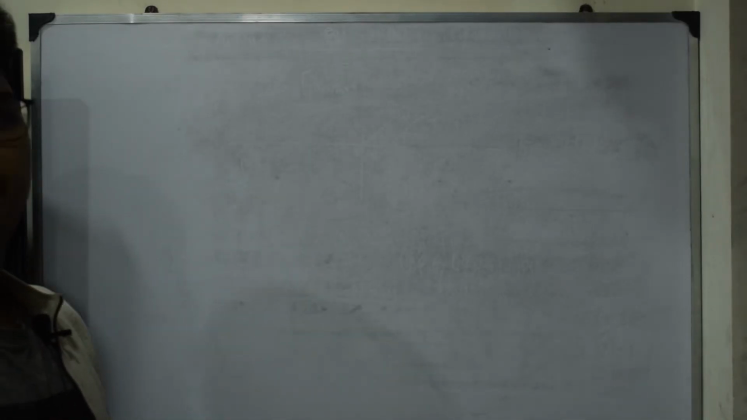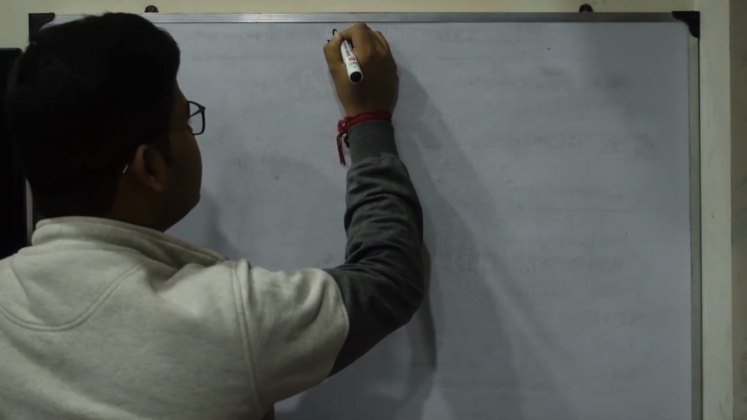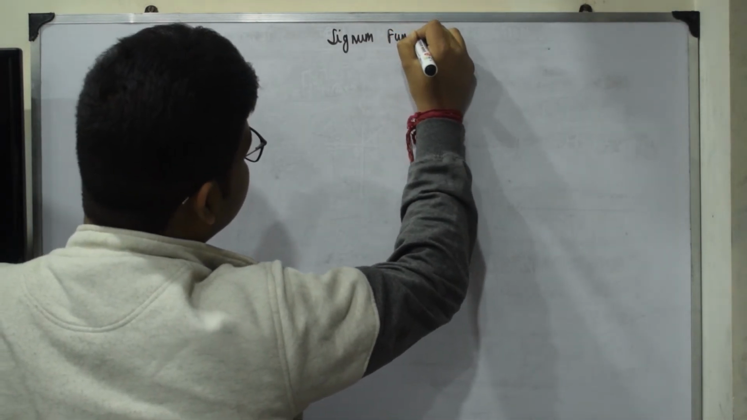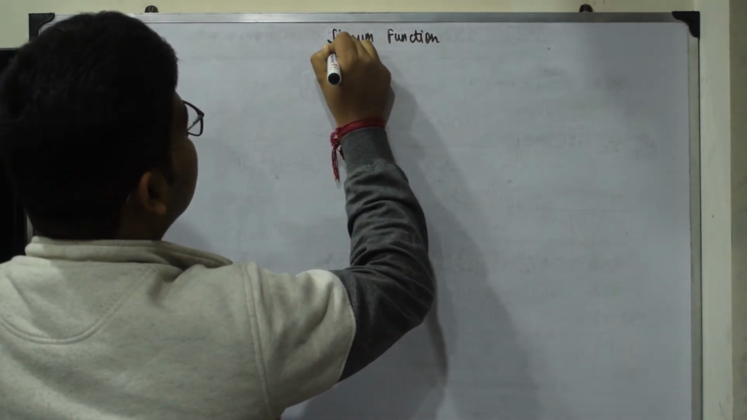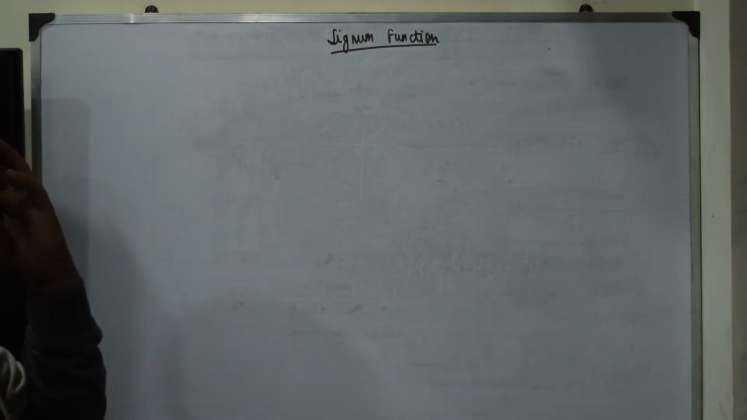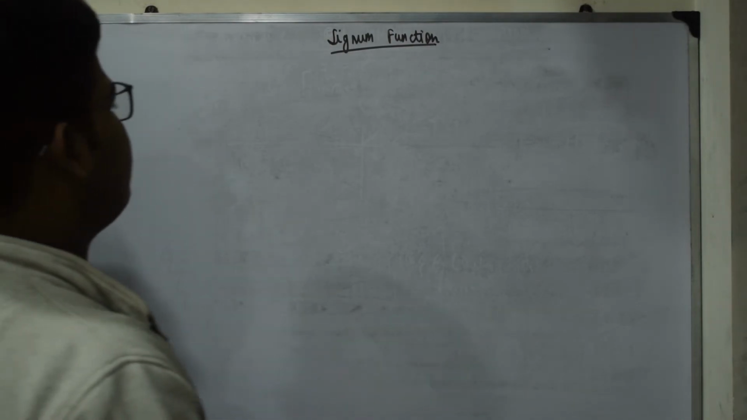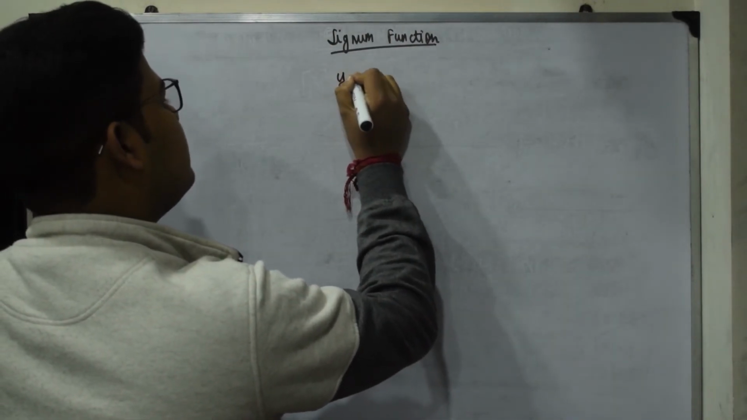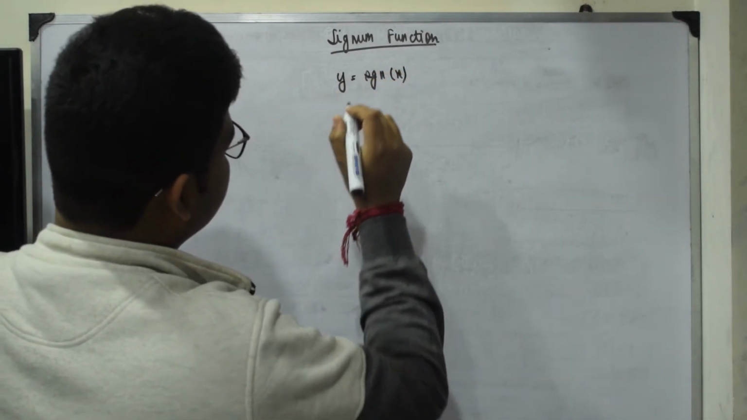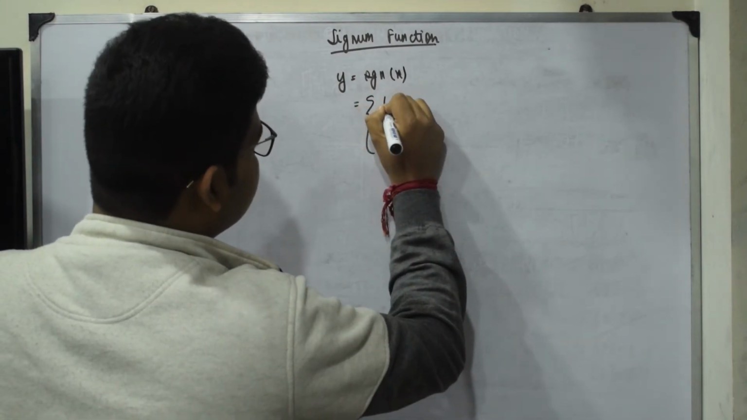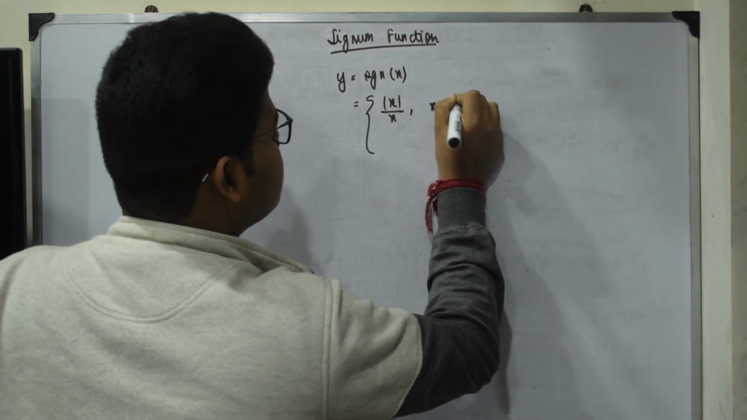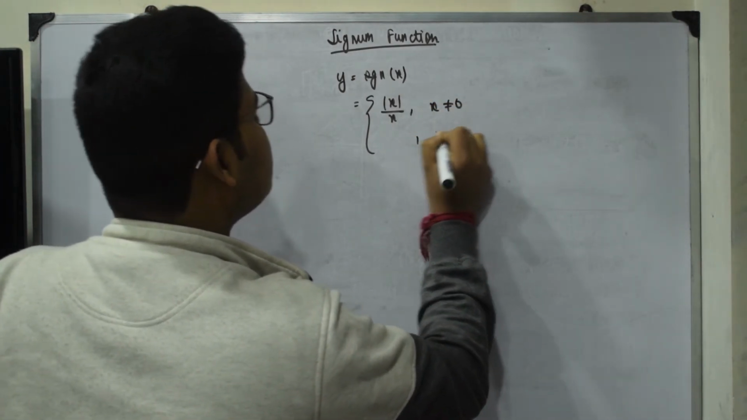Coming to the last type of special function, which is the signum function. This is there for JEE Advanced. Also, maybe you will find it in JEE Mains also. Whatever our motive is to learn. So we represent this as signum of x, whose value is mod x by x, for x not equal to 0, and for x equal to 0, it's always 0.